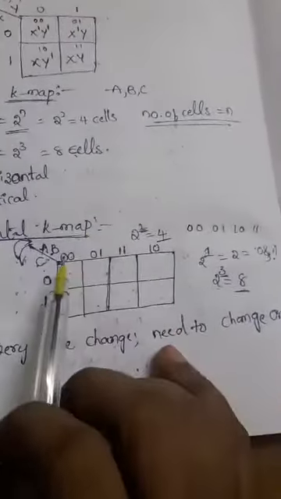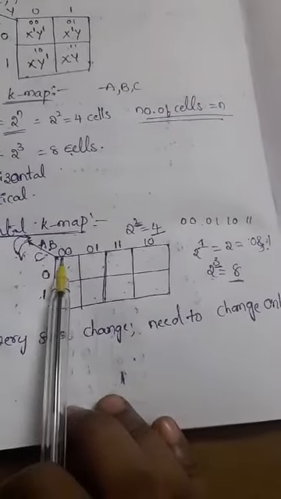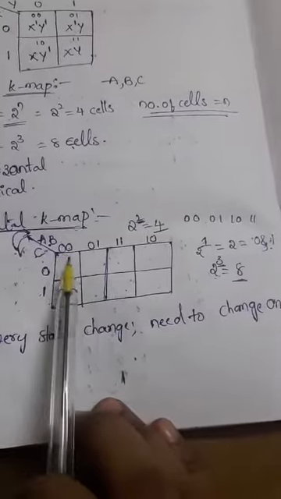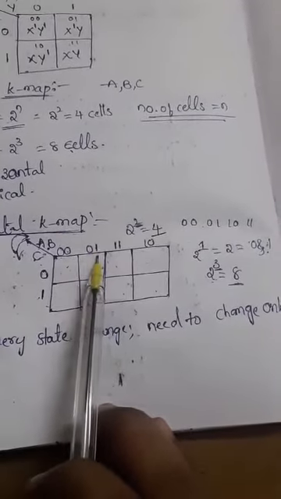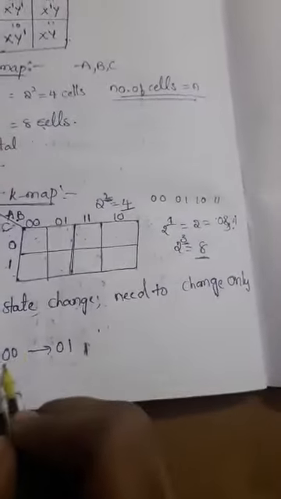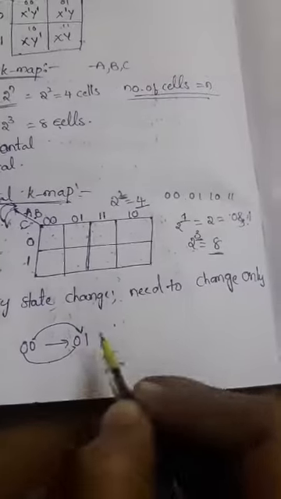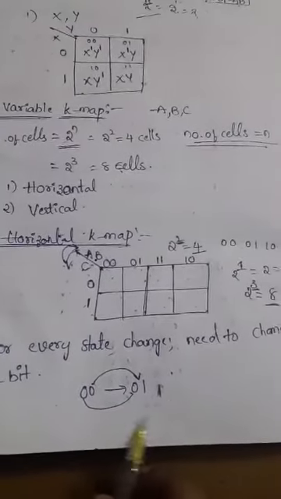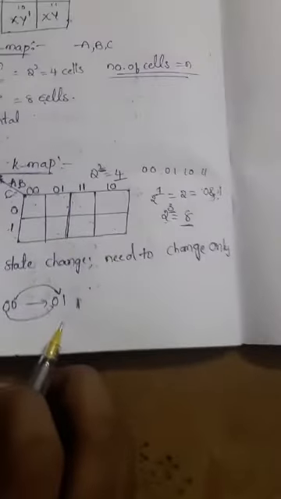Just observe here, in the first state, 0 0, the state changes to 0 1. The first state will be 0 0, and this changes to 0 1. Just observe, only one bit changes: this 0 is as it is and this 0 changes to 1. So that means only one bit changes, right?